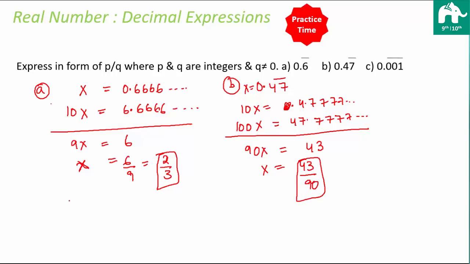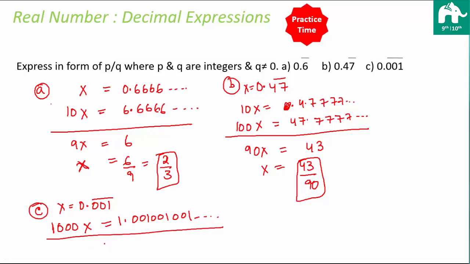In the third option C, we have 0.001. So here how many repeating digits do we have? 3. So we will multiply it by 1000. So x is equal to this. So 1000x will be equal to 1.001001 and so on. So now if we subtract these two, what do we get? We get 999x is equal to 1. Or x is equal to 1 by 999, and that's in the form of p by q.